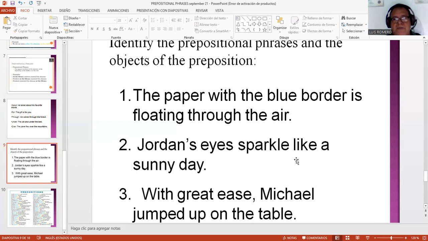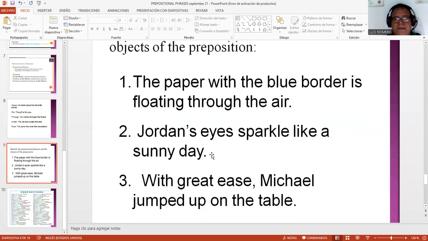You have here another preposition, which is not very common in this case. You have the word like, and most of the time everybody uses like as a verb. But in this case, it's working like a preposition. It's not working like the verb like. So like a sunny day is the prepositional phrase. Like is the preposition, and sunny day, or day, corresponds to the noun.